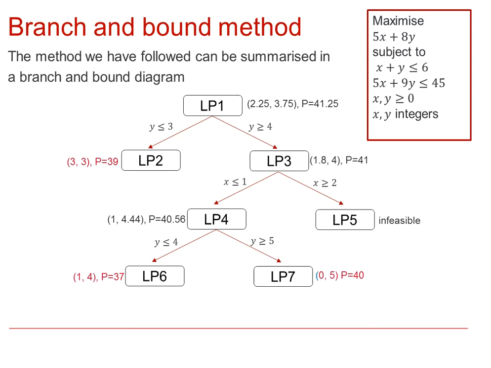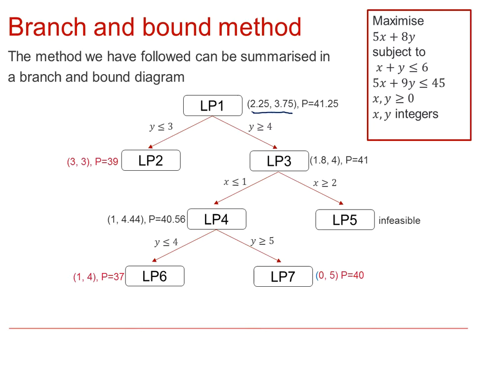Branch and bound method may be referred to as a divide and conquer technique. And the method we have followed can be summarized in a branch and bound diagram. So, given the initial formulated linear programming problem in the red box, if you remember, we started by relaxing that integer condition or constraint and looked at, therefore, the solution to the relaxed problem, LP1, where we got this point A, a non-integer solution, and an objective function value of 41.25.